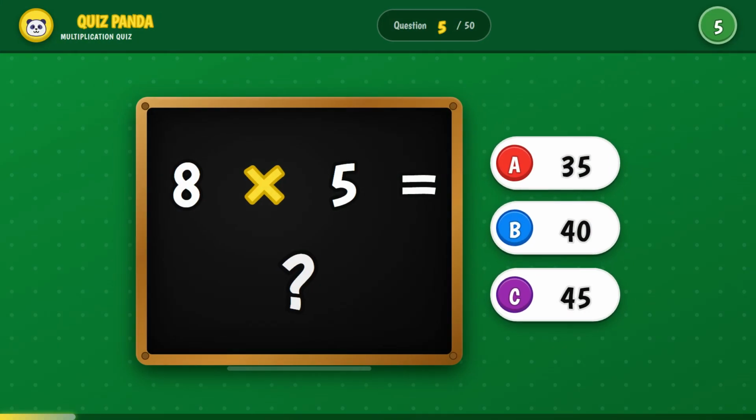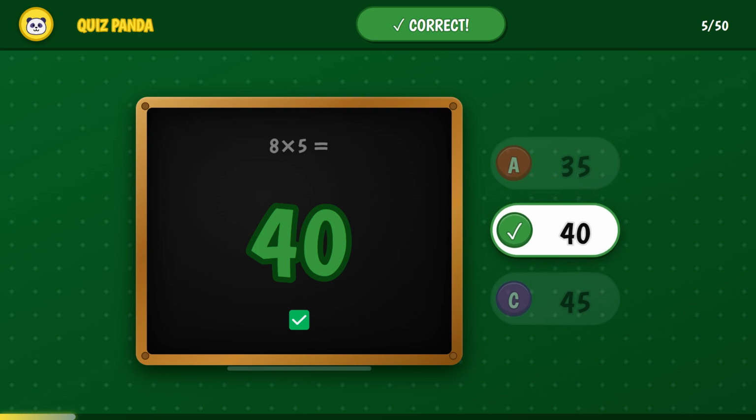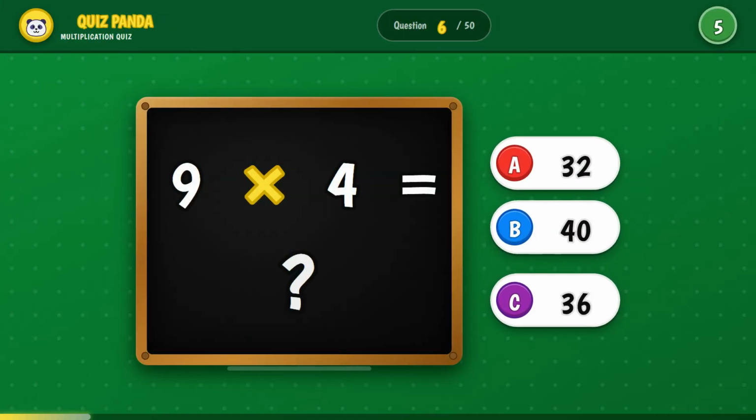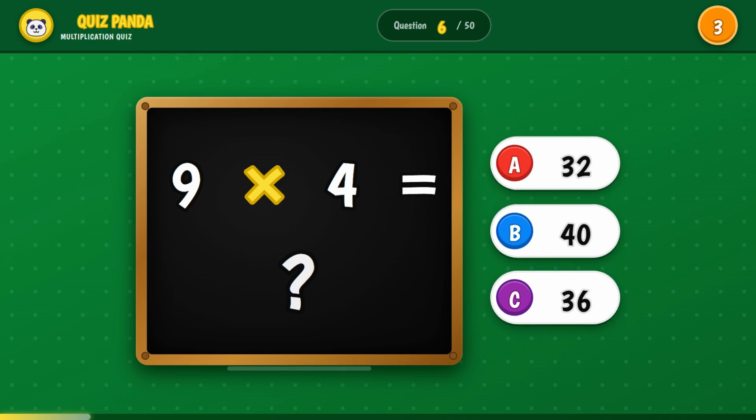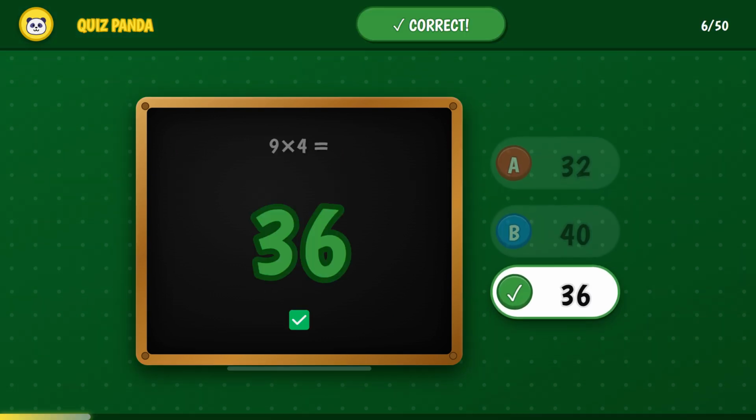Question 5. What is 8 times 5? The correct answer is B, 40. Question 6. What is 9 times 4? The correct answer is C, 36.